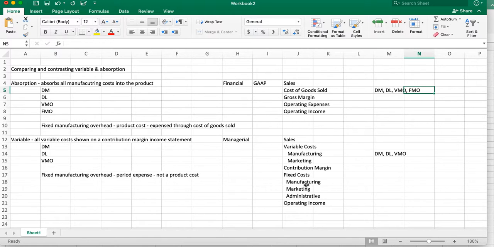And in a variable costing income statement, we're expensing fixed manufacturing overhead, whether the product sells or not. And again, it helps us make management decisions. So when you're doing your quiz, I'm going to ask you to do a variable income statement, and I'm going to ask you to do an absorption income statement. And it's just like your homework.